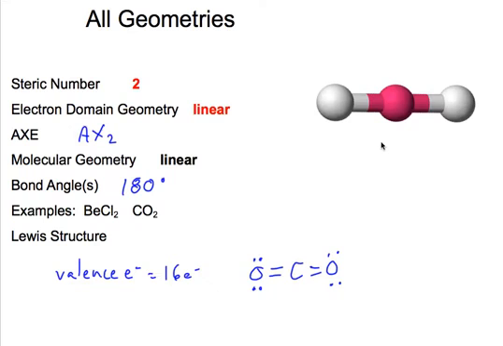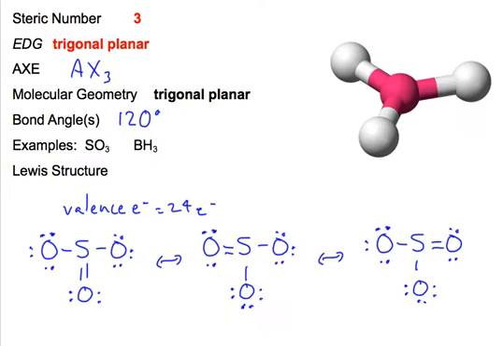So there's an example of AX2, or a linear molecule. And just to remind you, for your Lewis structures, as a minimum, you should be writing down the total number of valence electrons. So let's go on to the next one.